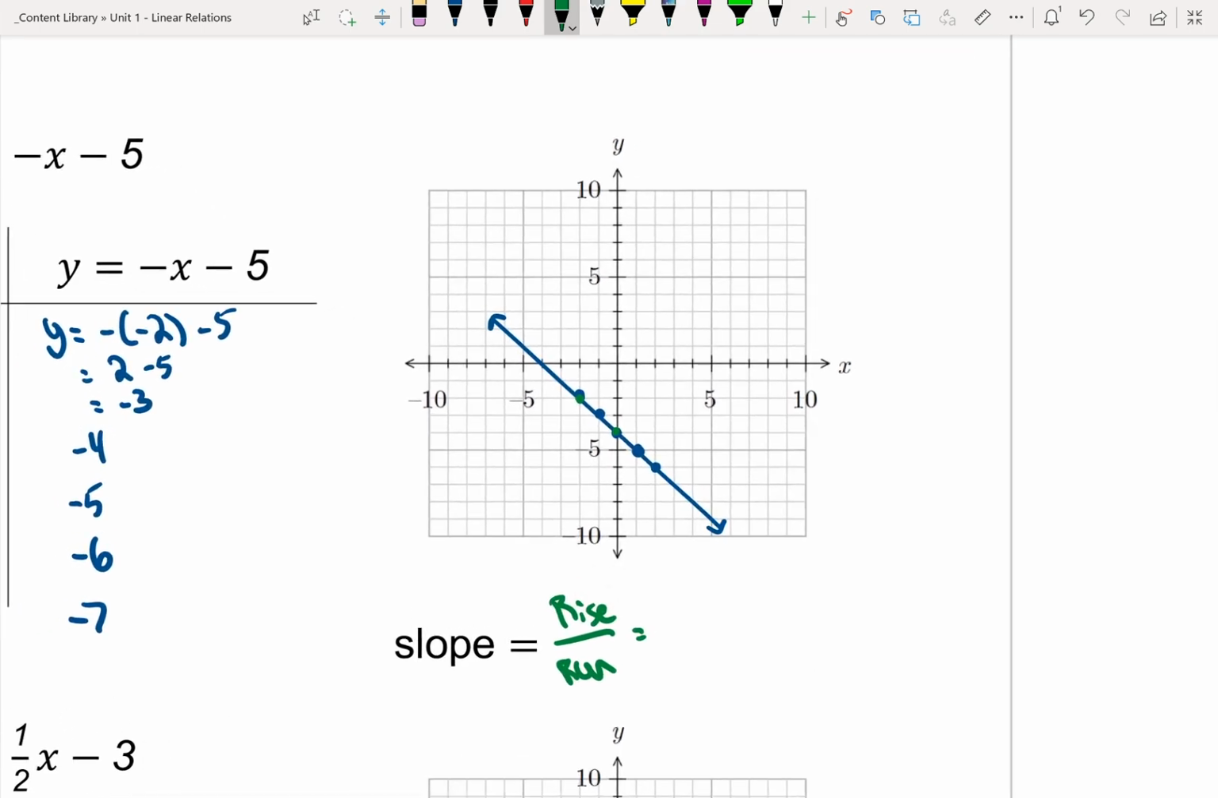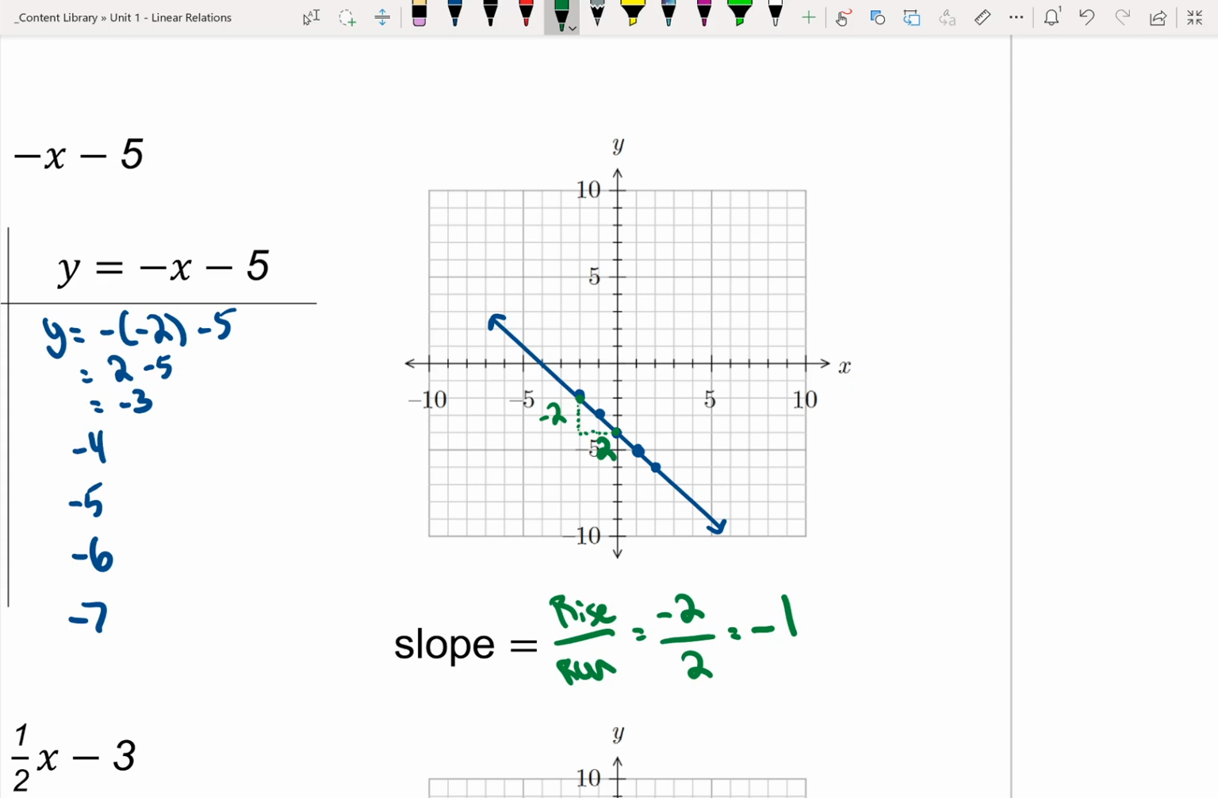And again, my rise, I'm going to go down 2. So -2 is my rise because I'm going down. And I'm going 2 in the positive direction. So that means it's +2. And if I want to simplify this, it becomes -1.